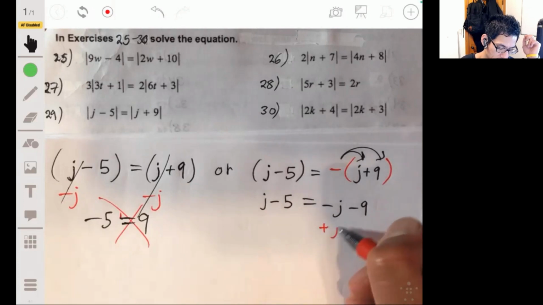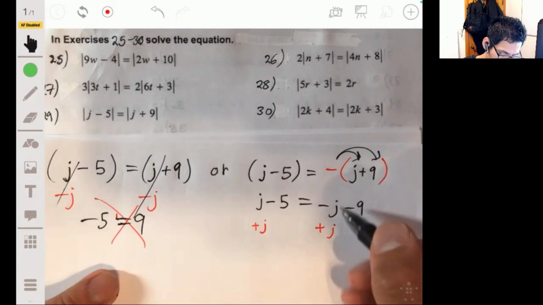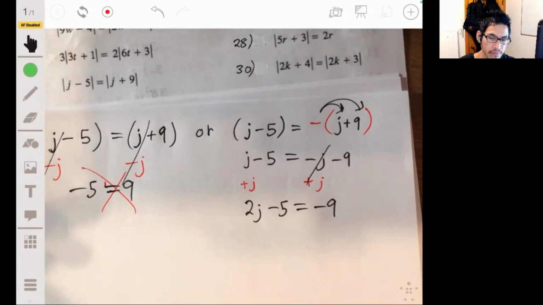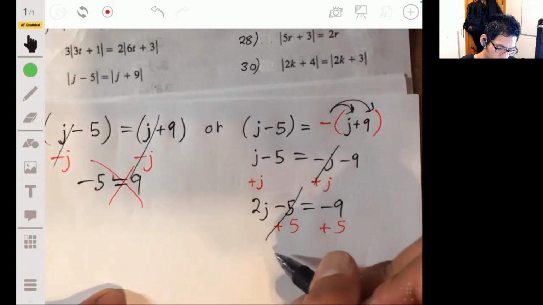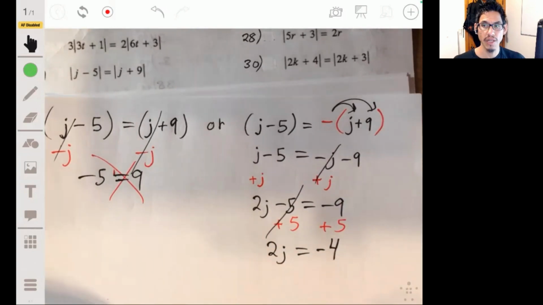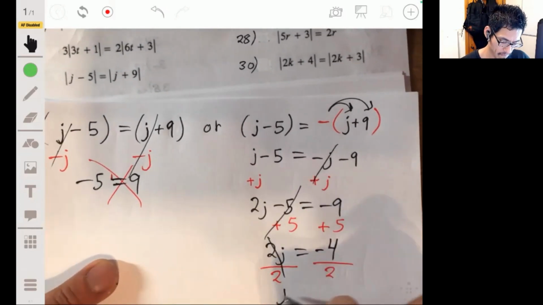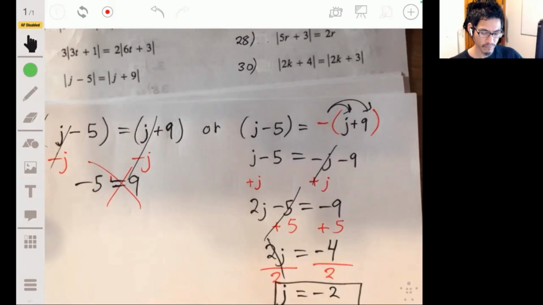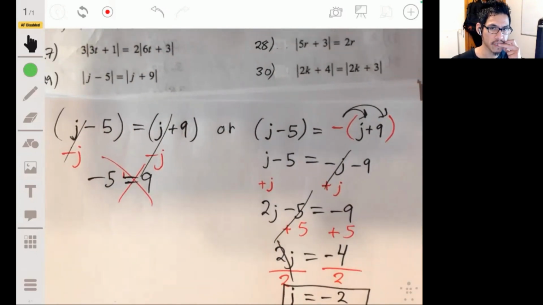All right, let's add j to both sides, plus j. On the left, we're leaving you 2j minus 5 equals negative 9, plus 5, 2j equals negative 4. Divide both sides by 2. Is it true? J equals negative 2? Man, we have a solution. Or do we?